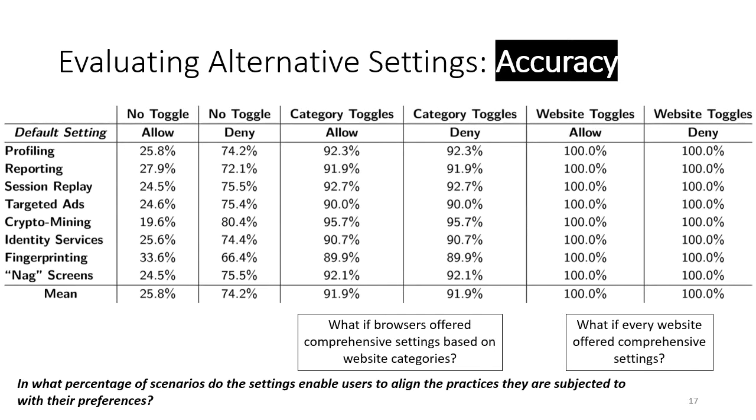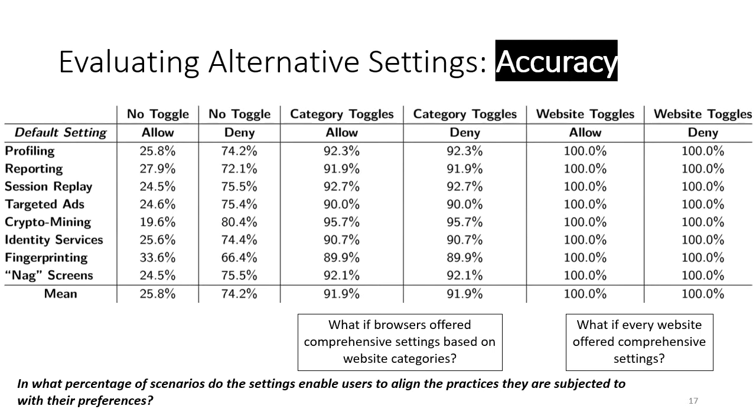Then, when we look at individual website toggles, that's answering the question of what if every website offered comprehensive settings, allowing participants to allow or deny each of these data practices across every individual website, which is not currently offered. Of course, this would allow 100% accuracy, since in every scenario, there's a choice available for the user to change the setting to what they want.